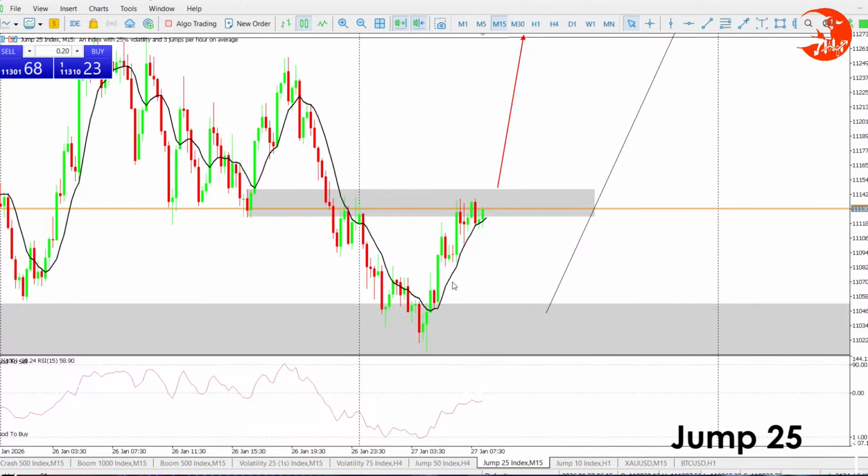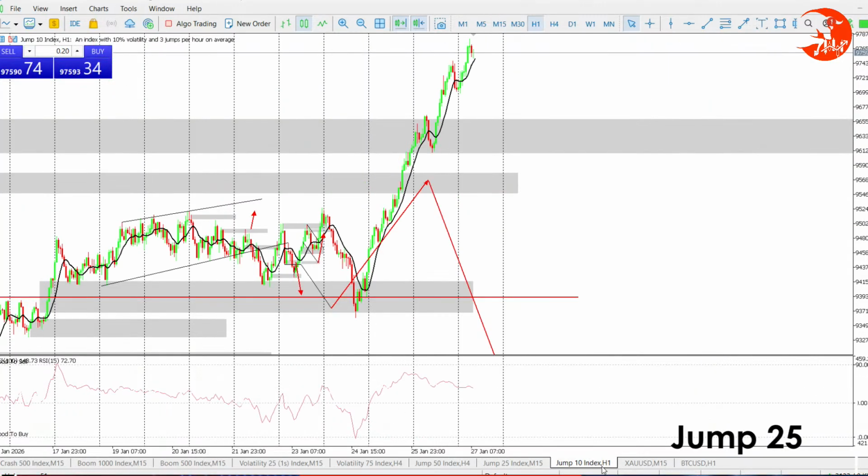All right, so that's it. The market is still a bit slow, but we are likely to have some good entries before the week ends. J10.